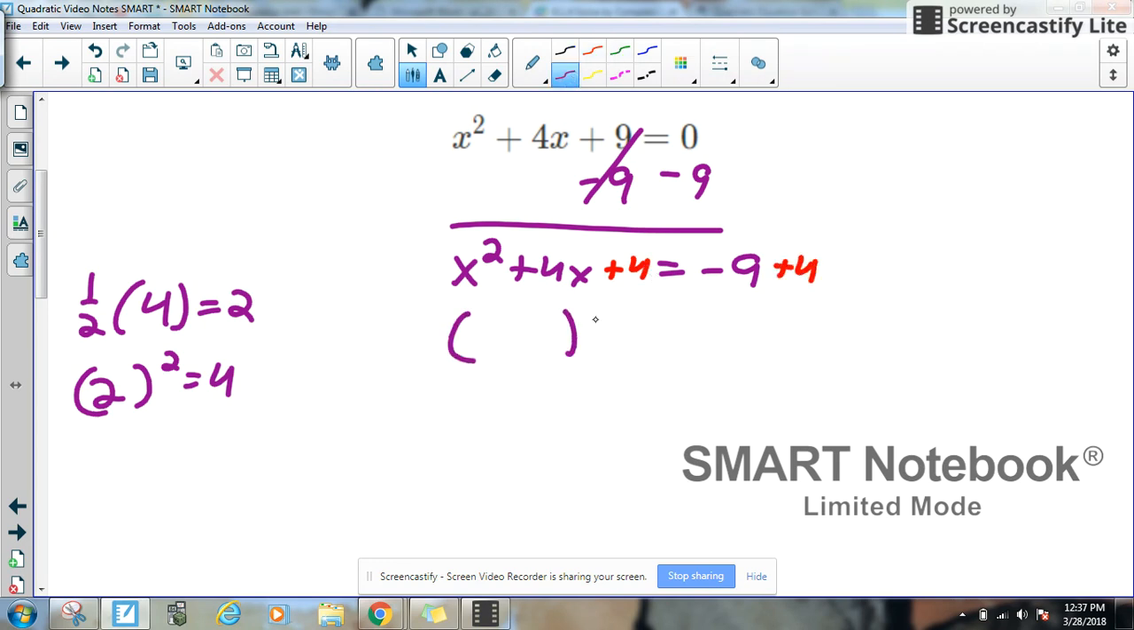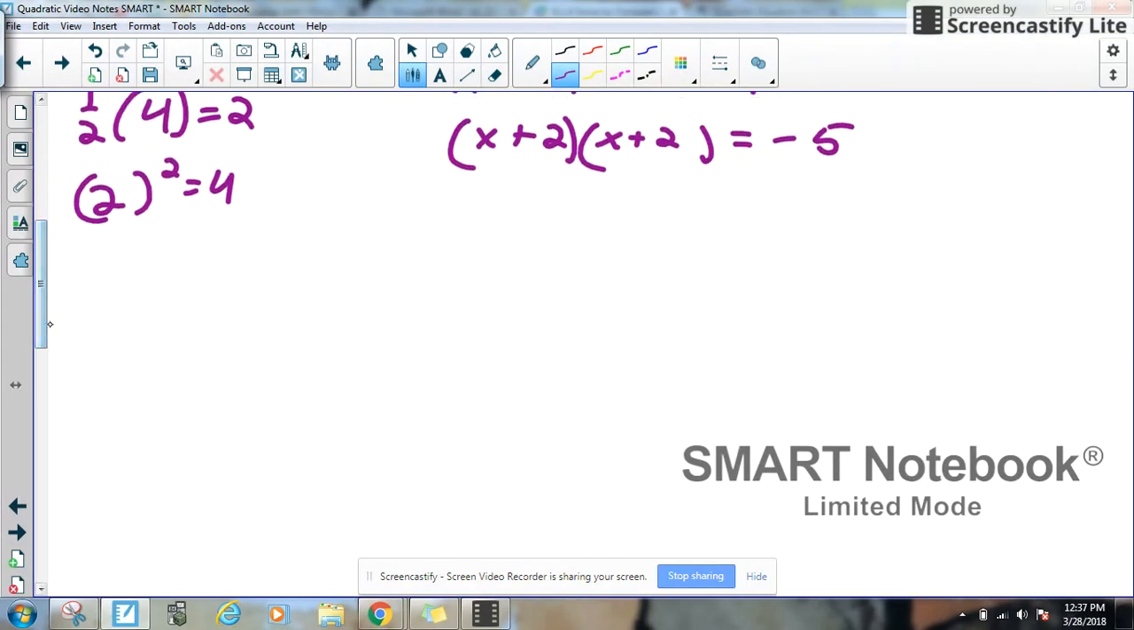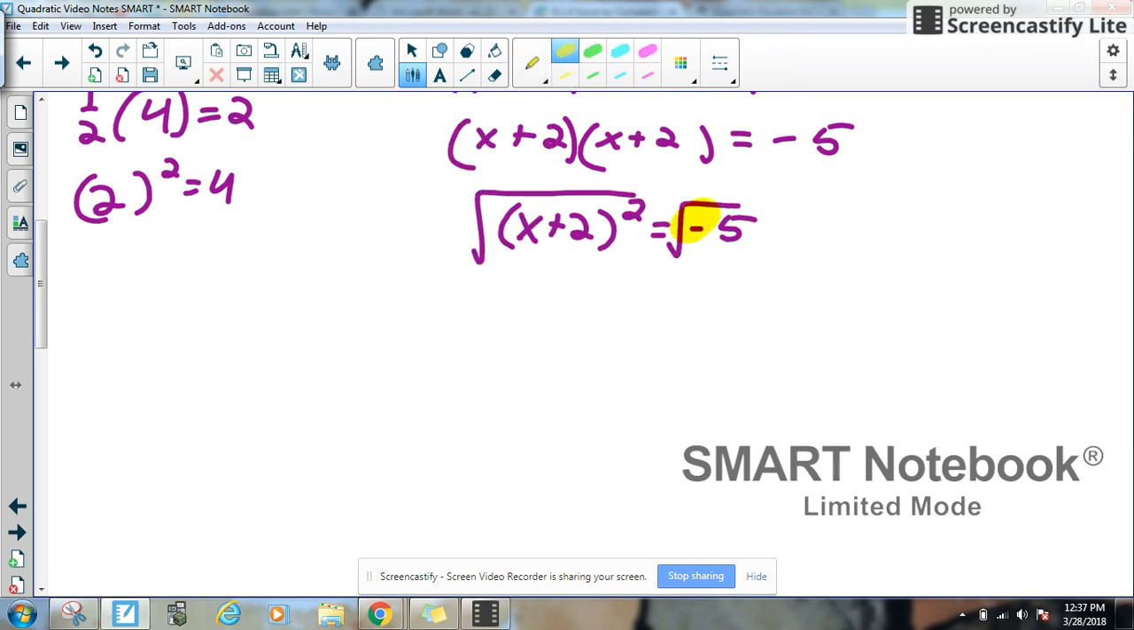The left we need to factor, so assuming x and x, plus and plus, 2 and 2. And the right is going to be -5. And if we keep solving, we're going to see what happens. So x plus 2 quantity squared is equal to -5. In order to solve, we take the square root. But this is a huge problem in mathematics, okay?